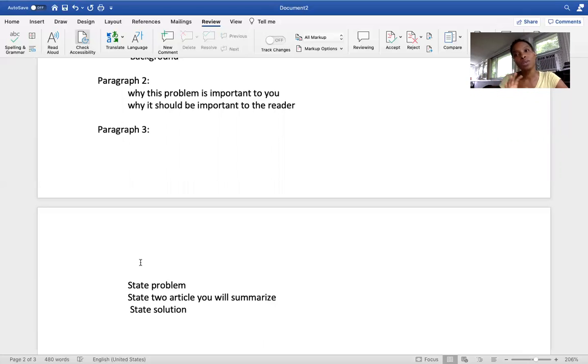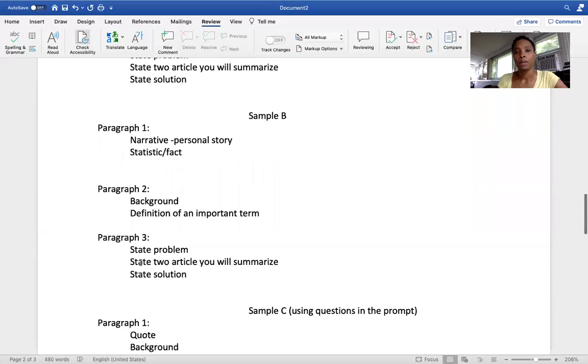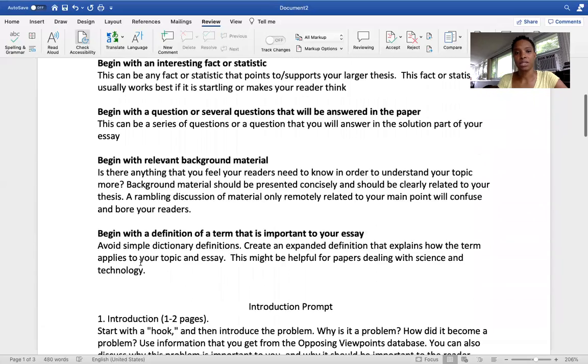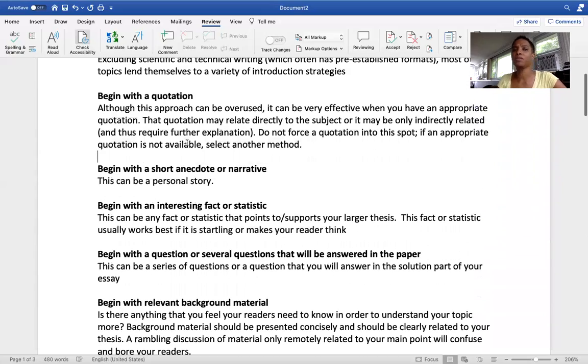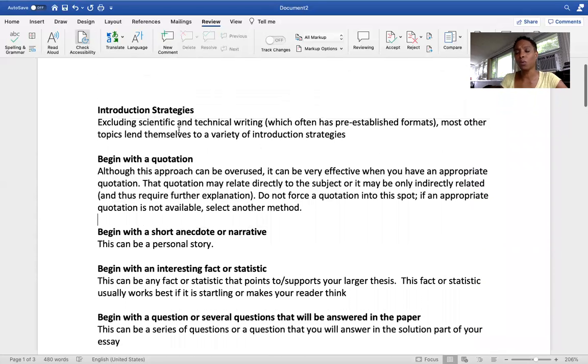So here are 3 different ways to begin, and they're just suggestions. If you look over this introduction strategy list and you're like, maybe I want to do something different, or maybe I want to switch around the order, whatever makes sense to you or works best for you, that's what you do. But for people who are like, I need a little bit more guidance, this is my attempt to give you a little bit more guidance.